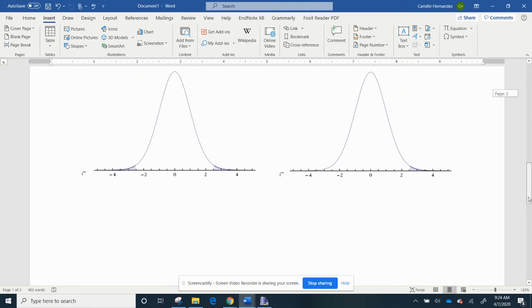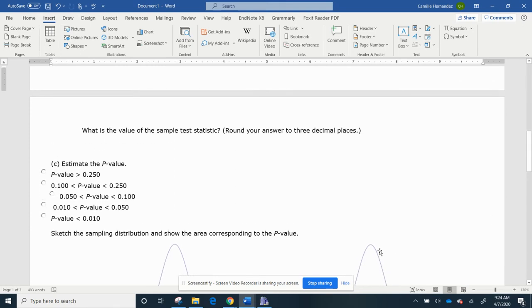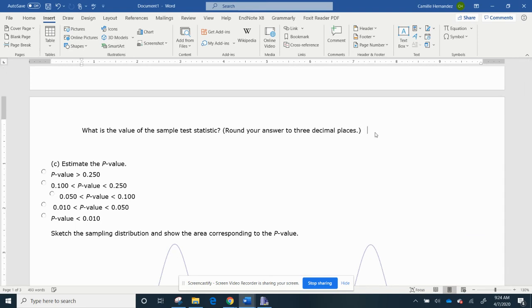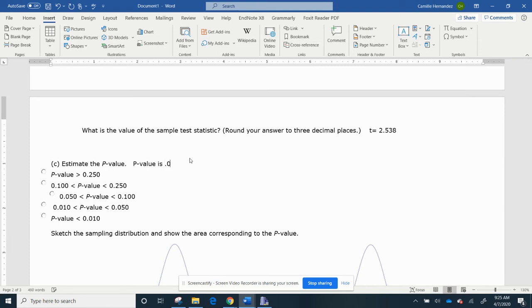We're going to scroll down and put what I got. What is my sample test statistic? My t-value is 2.538. So I'm going to put it here. T equals 2.538. All right, that was easy. Estimate the p-value. Why am I going to estimate it when I actually have it? The p-value is 0.0157. I'm just going to put it right here, 0.0157.